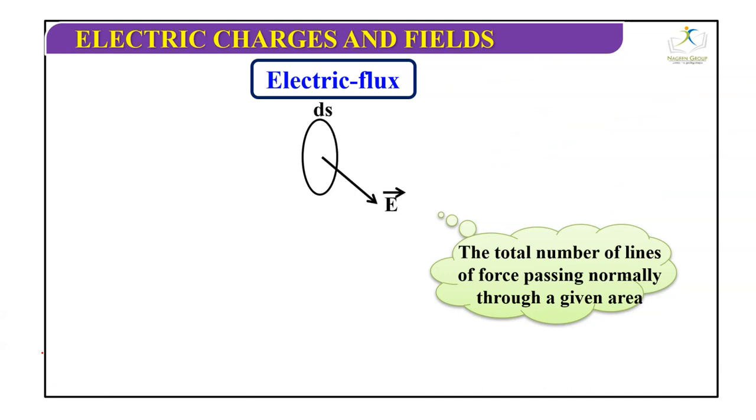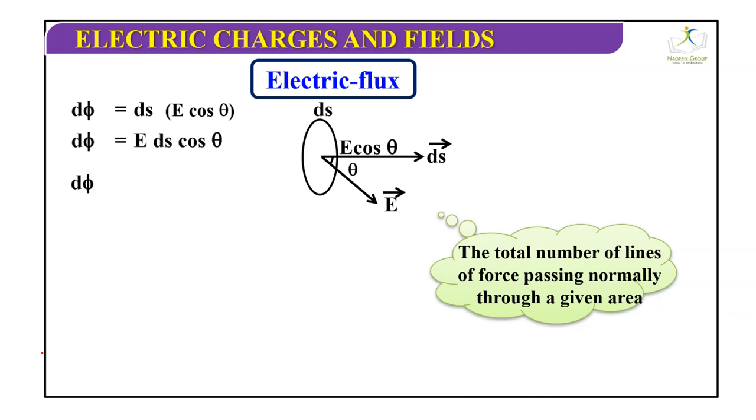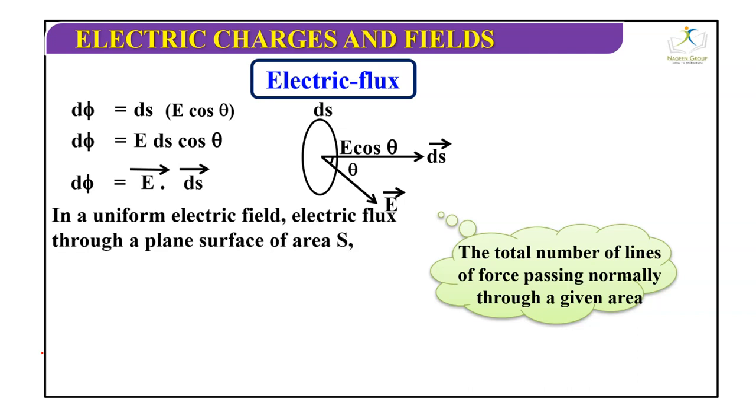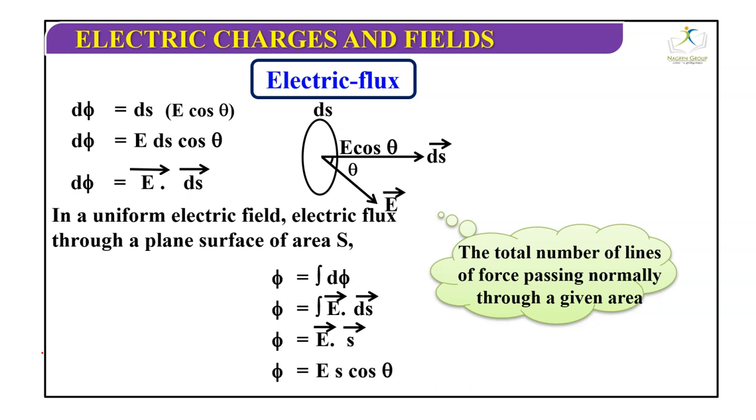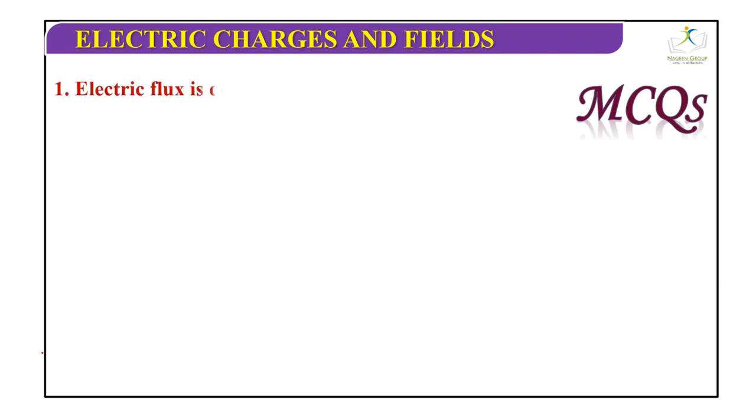So if I suppose this is a vector E, which is passing through the surface dS, so d phi will be that dS, which is making angle theta, so the component will be E cos theta. That means d phi is equal to E dS cos theta, or d phi is equal to vector E dot vector dS. For a uniform electric field, electric flux through the plane surface, phi is equal to closed integration d phi, or phi is equal to integration of vector E dot vector dS, which is vector E dot vector S, so ES cos theta.